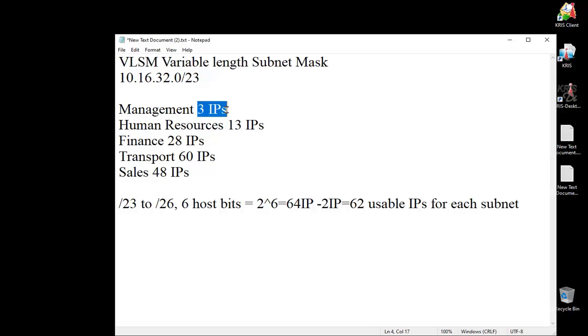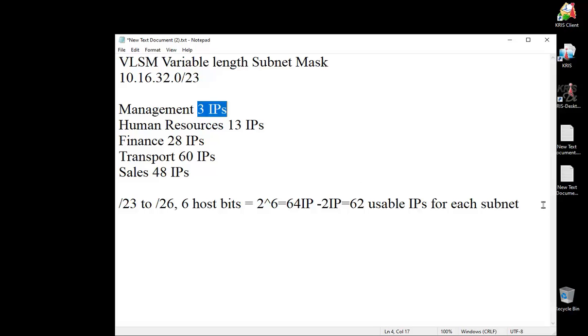So if you still remember, for fixed length subnet mask, we are borrowing host bits by extending the network bits by a number of bits in order to accommodate the different number of subnets that we want to create. But in variable length subnet mask, instead of extending the network bits, we need to look at the host bits to determine the most efficient subnet mask to use for every single group.